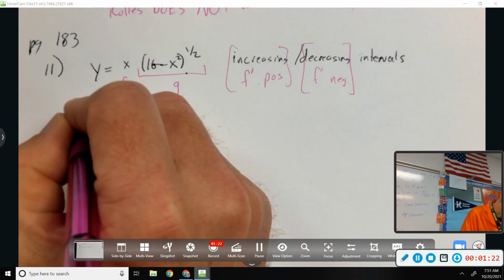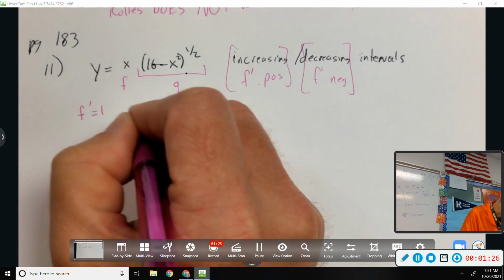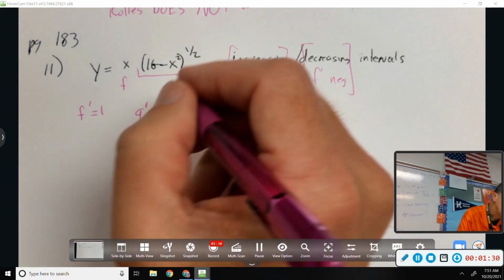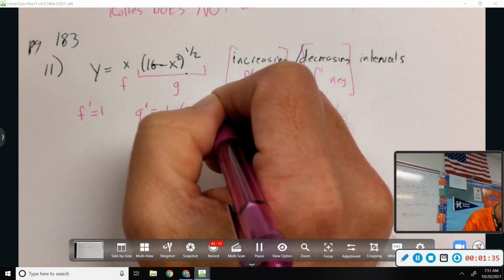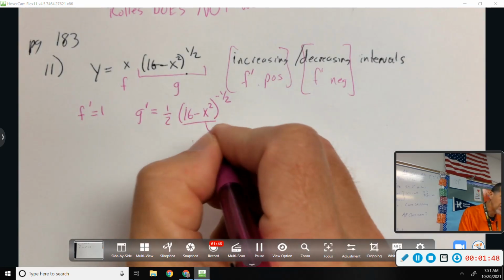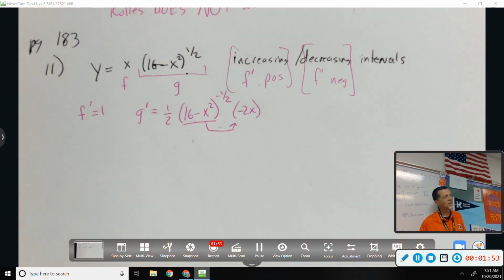which means product rule, excuse me. So f prime is 1. G prime is kind of yuck. 1/2 (16 minus x squared) to the negative 1/2. And not done yet. I need the derivative of the inside to chain rule this. Negative 2x.